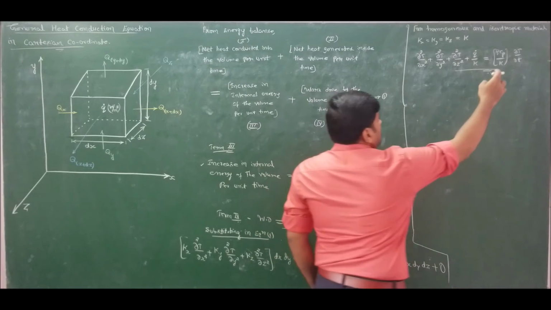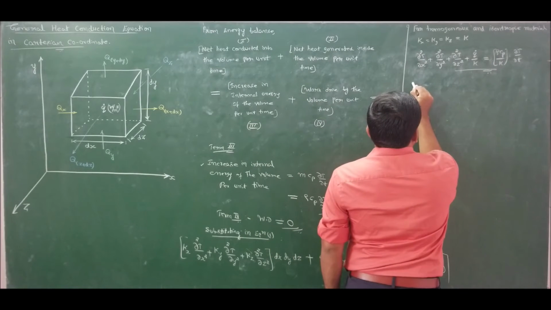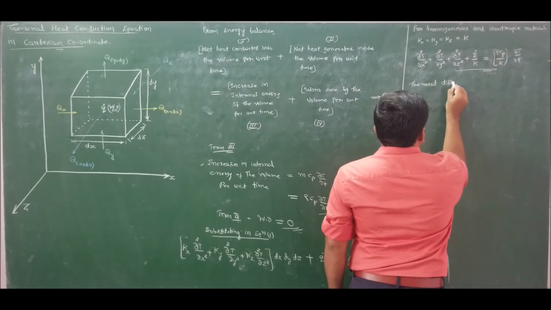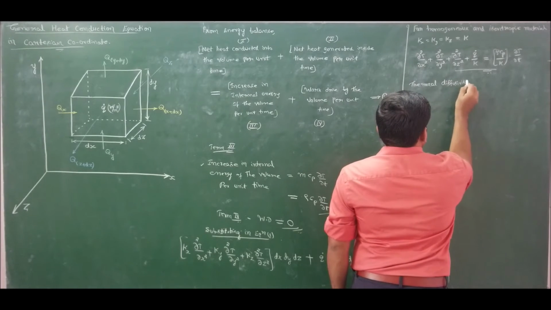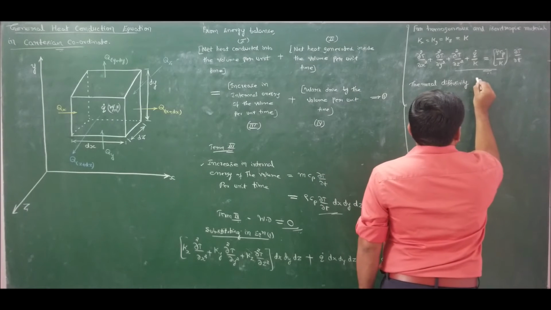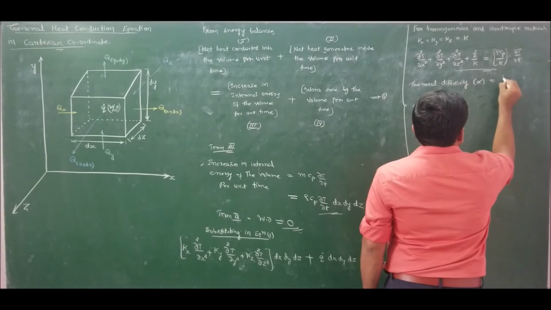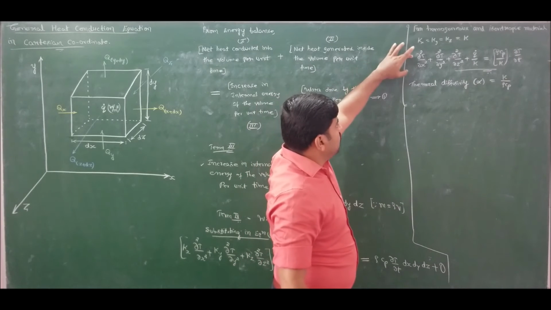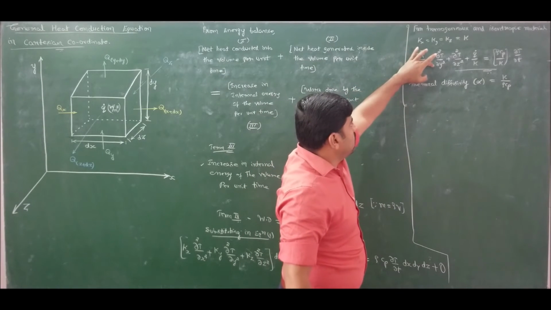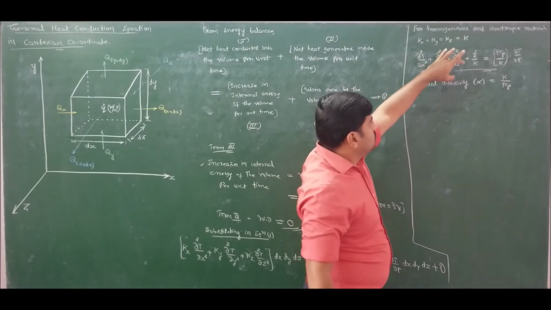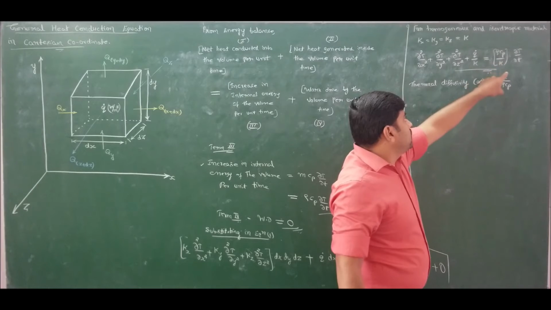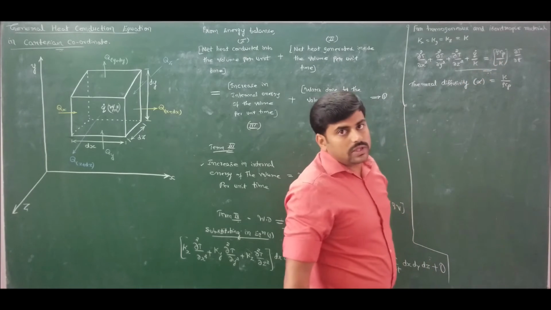Now the term k by rho cp is called thermal diffusivity. So the term thermal diffusivity is alpha, which is equal to k by rho cp. Therefore this expression can also be written as ∂²T/∂x² plus ∂²T/∂y² plus ∂²T/∂z² plus q dot by k is equal to 1 over alpha ∂T/∂t. Because k by rho cp is alpha, it will become 1 over alpha ∂T/∂t.